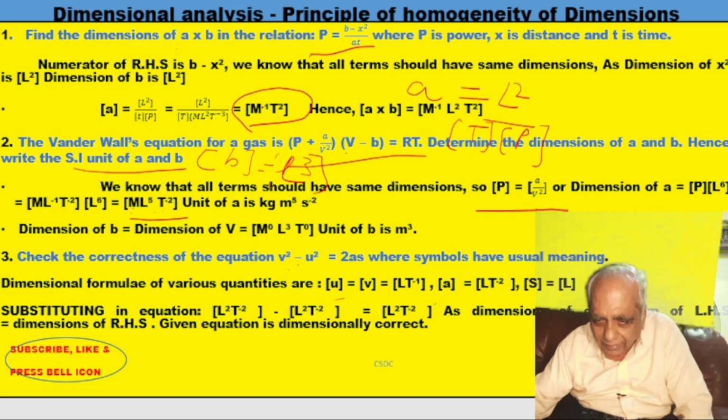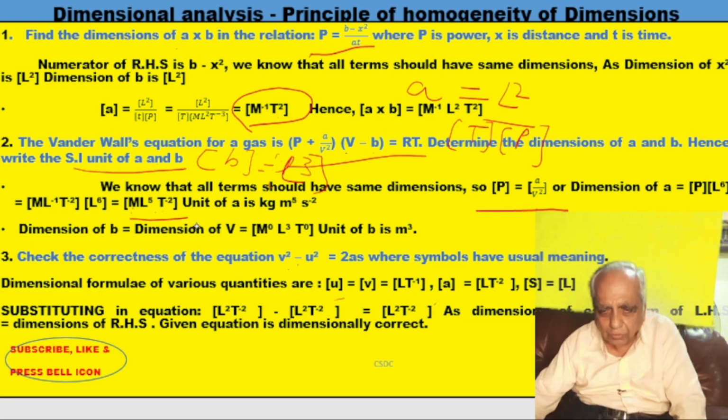Once you know the dimensions, giving the unit is not difficult, and if you know the units you can find the dimensions. Now the next one is to check the correctness of the equation V square minus U square is equal to 2AS. Now the dimensions of V and U would be the same, both are velocities. So L into T raised to minus 1. Dimension of A is L into T raised to minus 2. Dimension of S is L.